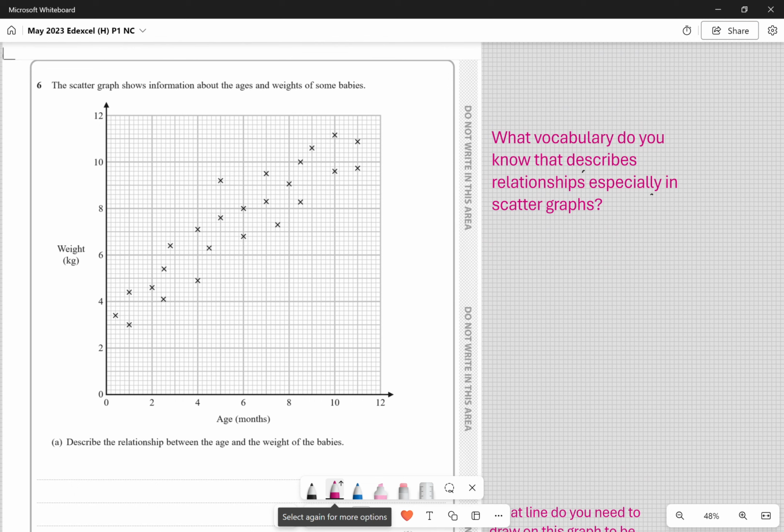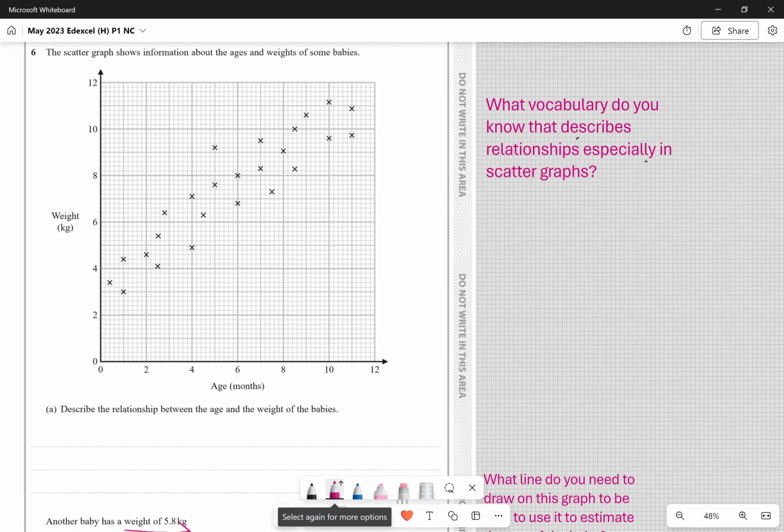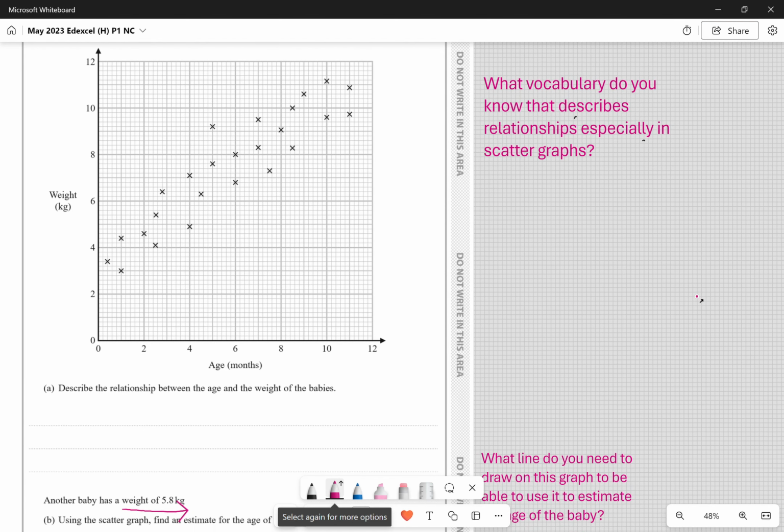Part A, describe the relationship between the age and the weight of the babies. You can see clearly if you go along the x-axis, the points are going further and further up the y-axis, meaning that as the age increases, the weight increases. So out of the words that you've normally used in describing relationships in scatter graphs, there is a correlation, because as one variable increases, the other variable increases as well. As the age increases, the weight is increasing. There is a positive correlation. So your simple answer here would just be there is a positive correlation.